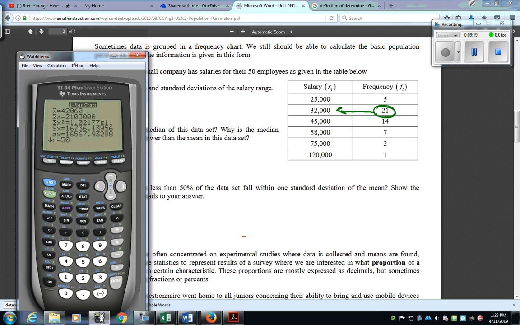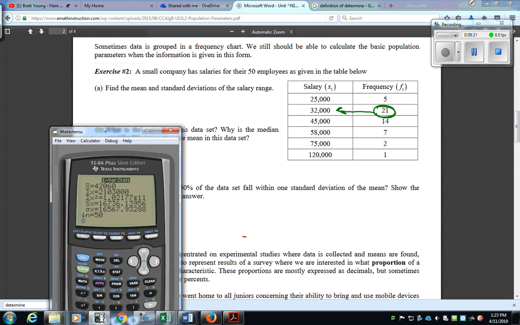So in the case of A, our mean is 42,060, and then the standard deviation, we'll use the sample for the population. The sample, S of x, is going to be 16,736. And we'll leave that because the values in the table are also in thousands as well. So I'm going to leave that as that.